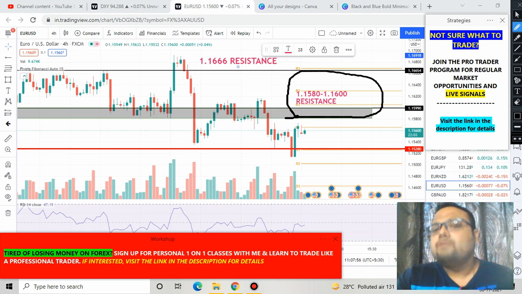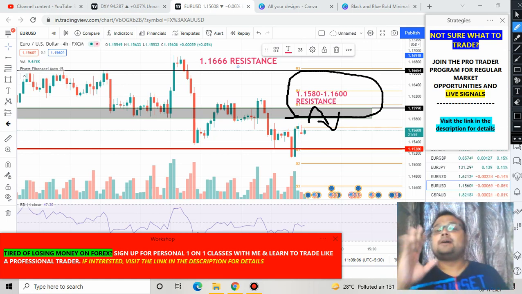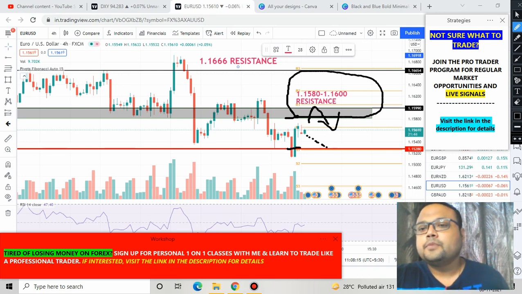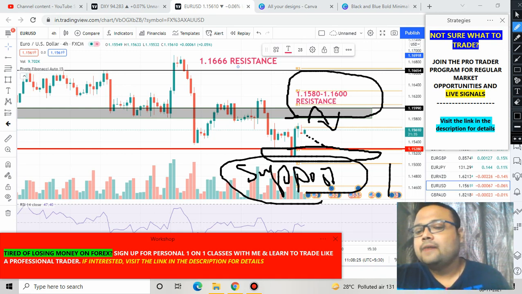If the market reverses from this resistance zone of 1.1580 to 1.1600, take a sell position. On the other hand, if the market goes down, you'll get the second trading opportunity at 1.1520 to 1.1510. This level is a support for the market, the place of buyers. So we have buyers at this level and sellers present at this level.